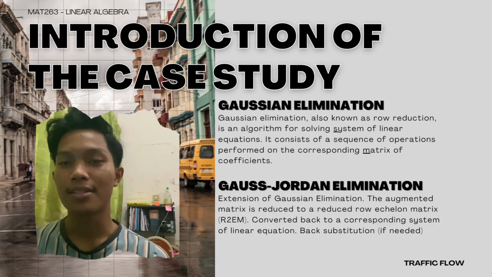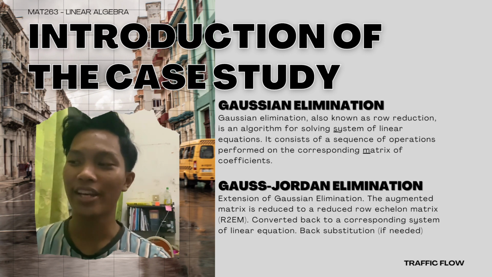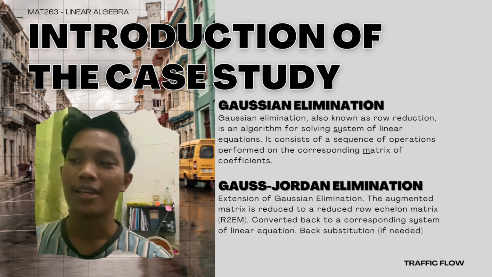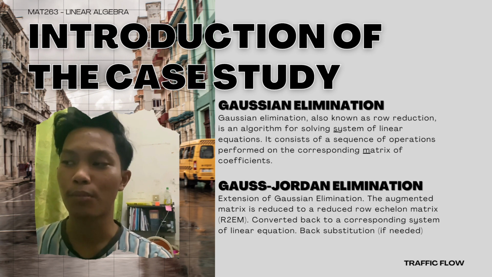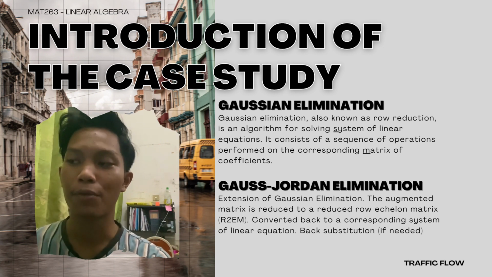Introduction of the case study. First is the Gaussian elimination. Gaussian elimination, also known as row reduction, is an algorithm for solving a system of linear equations. It consists of a sequence of operations performed on the corresponding matrix of coefficients.